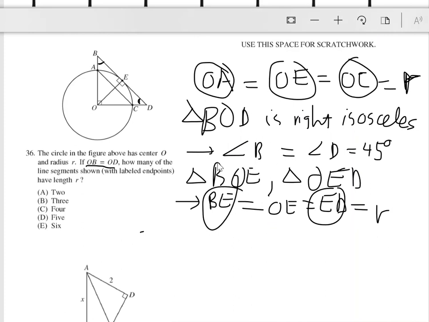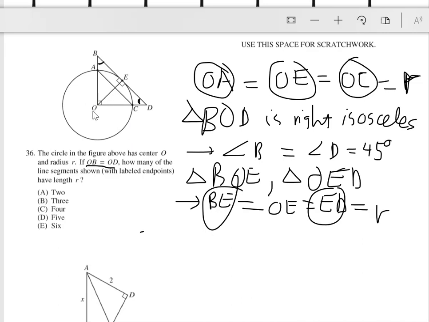So what else is equal to R? Let me see. Definitely not OB and OD, because they are obviously larger than R. BD is obviously larger than R. AC is also larger than R, because it's the hypotenuse of the triangle OAC, and it's larger than its sides, the radii of the triangle.